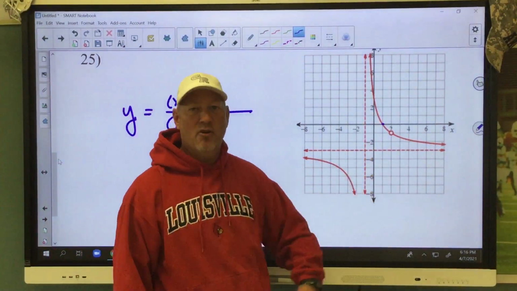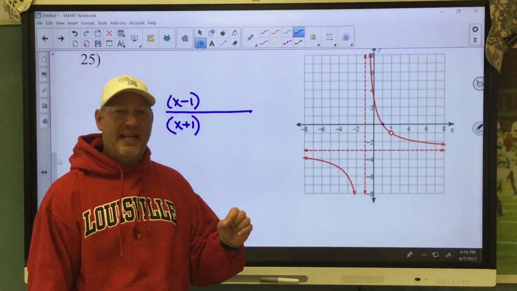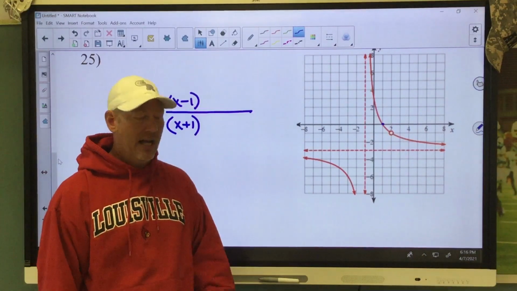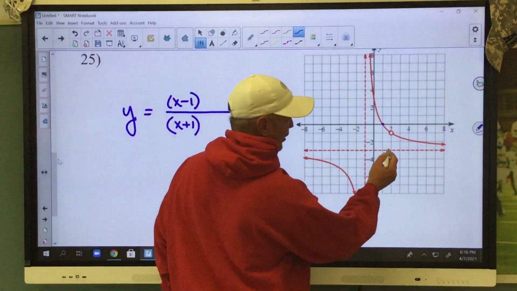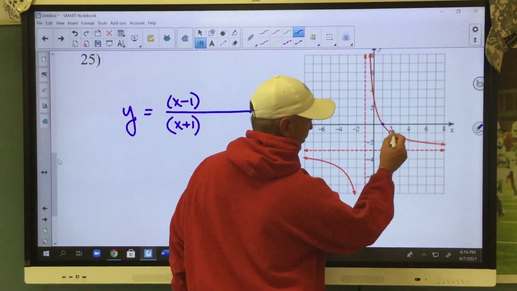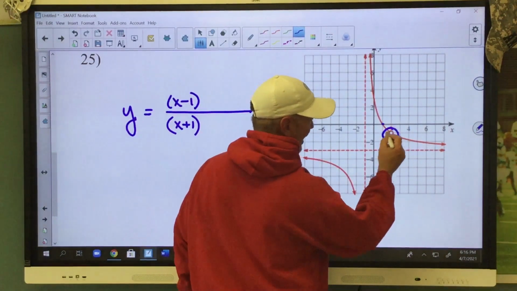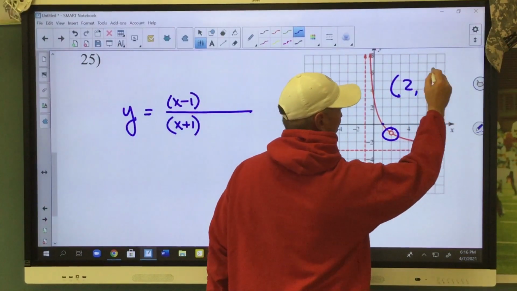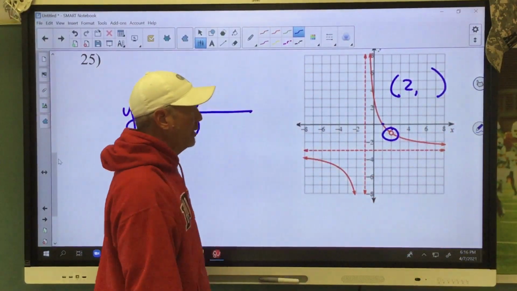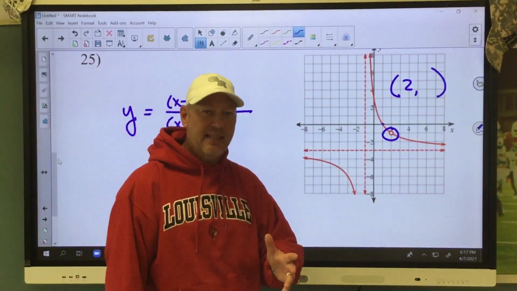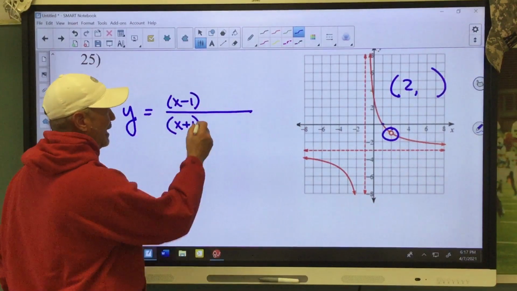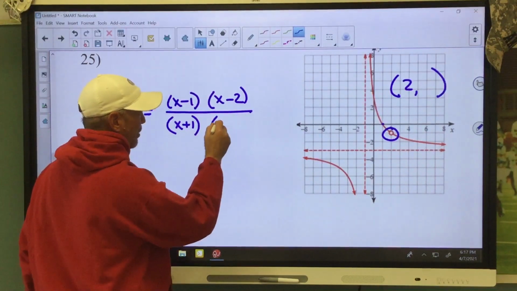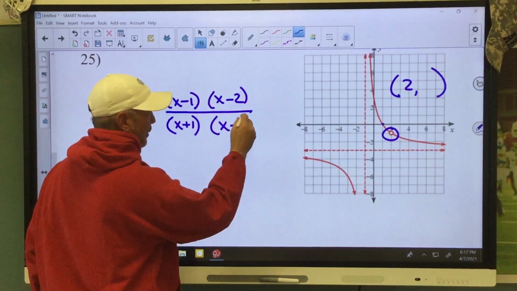Does my graph have a hole? Yes, it does. And when it has a hole, we only focus on the x value. The x value is a positive 2. We're right here on this hole. The x value is at a positive 2. So we're going to put that back into parentheses. We're going to take the opposite, and that's going to give me x minus 2 at the top and x minus 2 at the bottom.